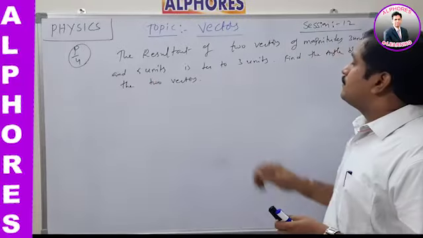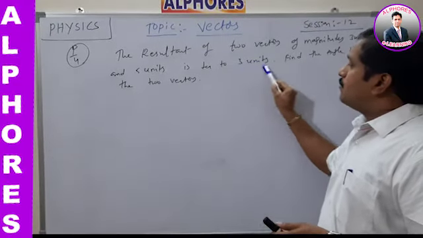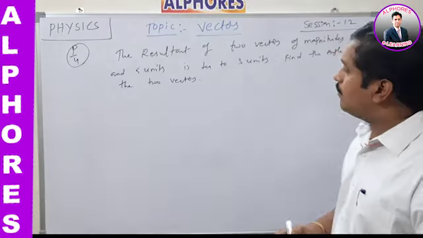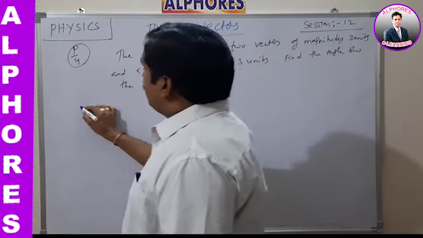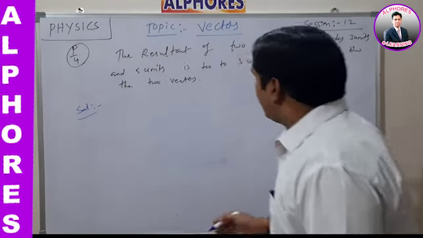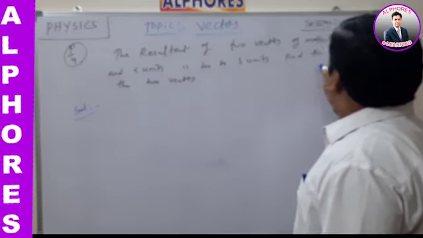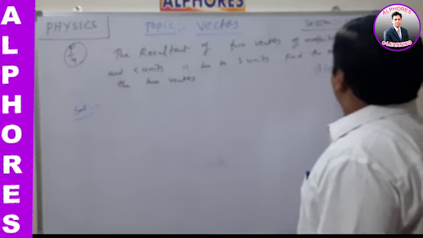Now listen carefully. The resultant of both vectors is perpendicular to 3 units only. According to the method of solution, I have to take one assumption like a parallelogram. I have to draw the parallelogram with the condition that the magnitude of P bar is less than the magnitude of Q bar.